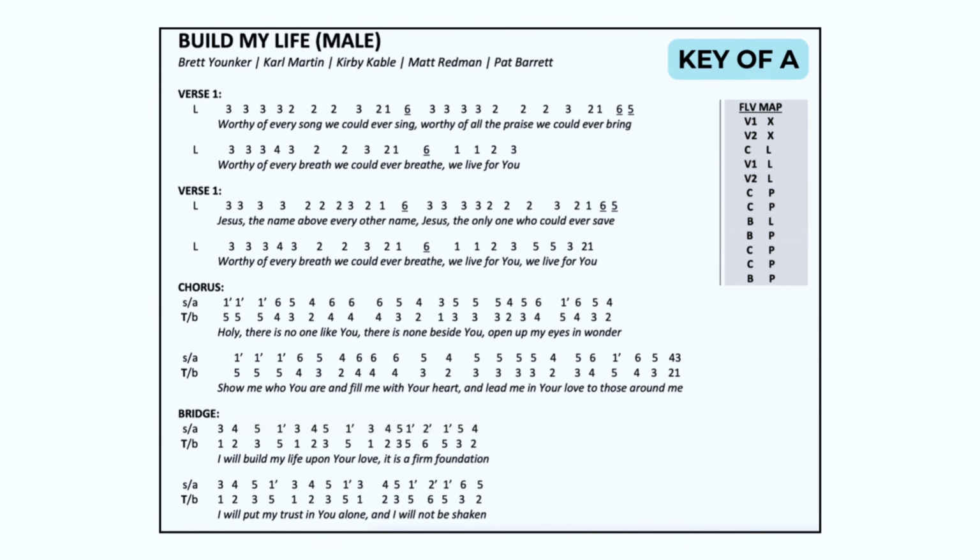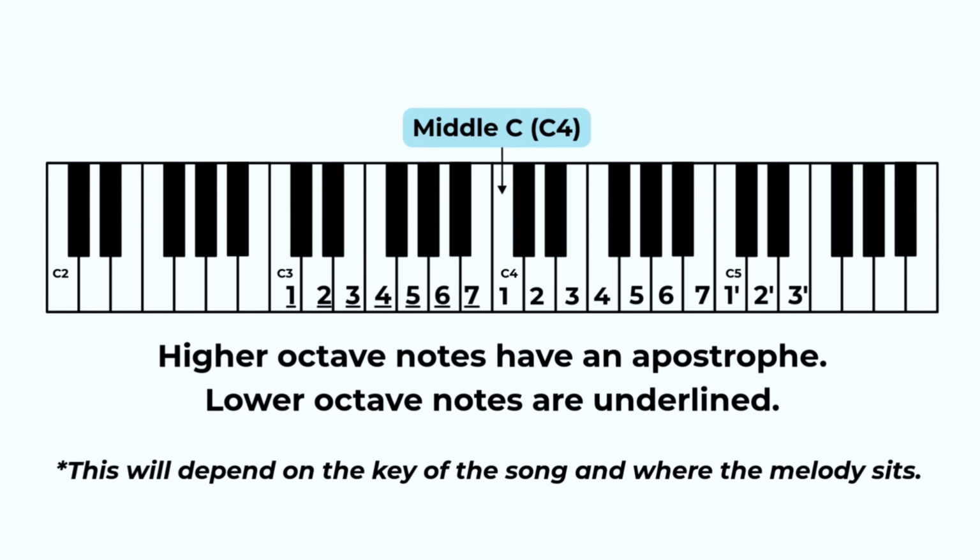On the chorus, you'll notice that the T for tenor is capitalized and bolded. This means that the tenor is singing the melody line. The sopranos and altos are singing the harmony line. An apostrophe next to a number indicates the octave higher. An underline, as seen in verse 1, indicates the octave lower.